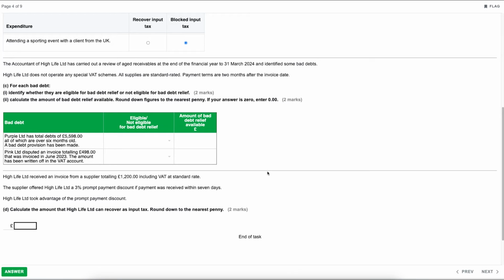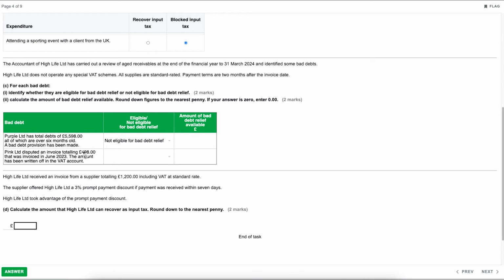Let's have a look at the first statement and see whether they are eligible or not eligible for bad debt relief. So the first one, Purple Limited has total debts of £5,598, all of which are over 6 months old. A bad debt provision has been made. Right, so on this one, they would not be eligible.